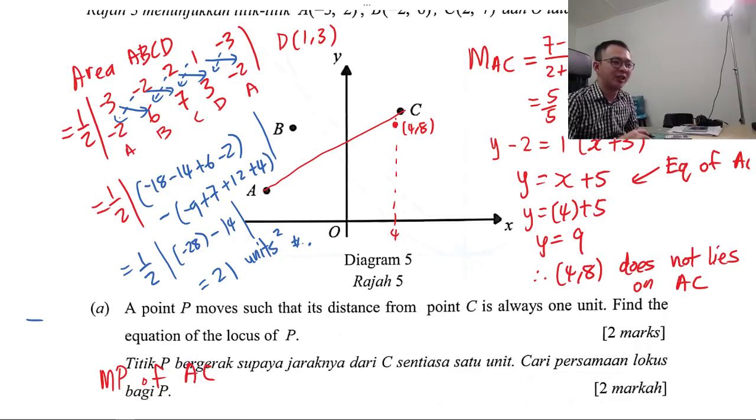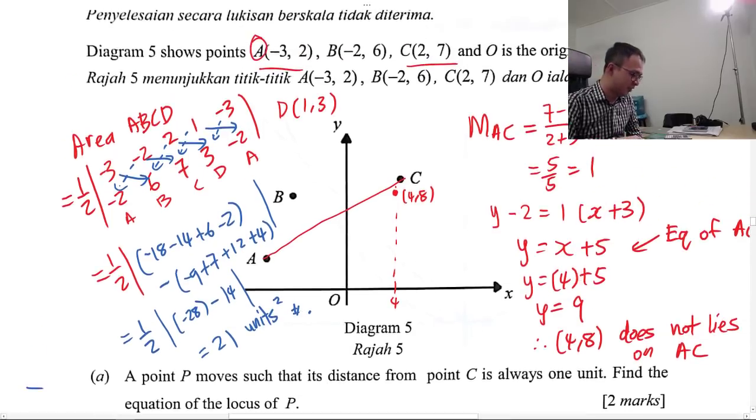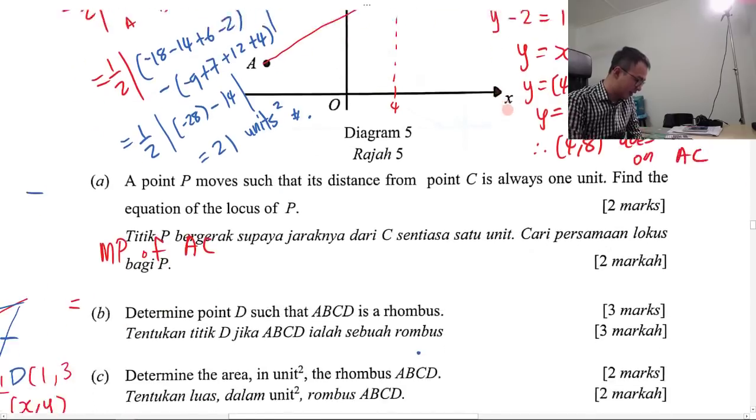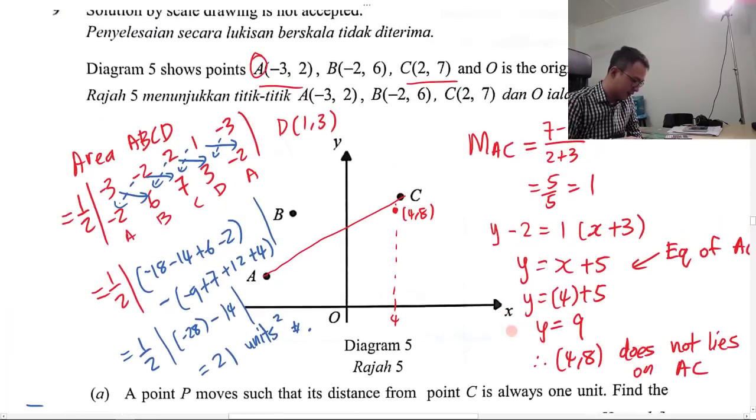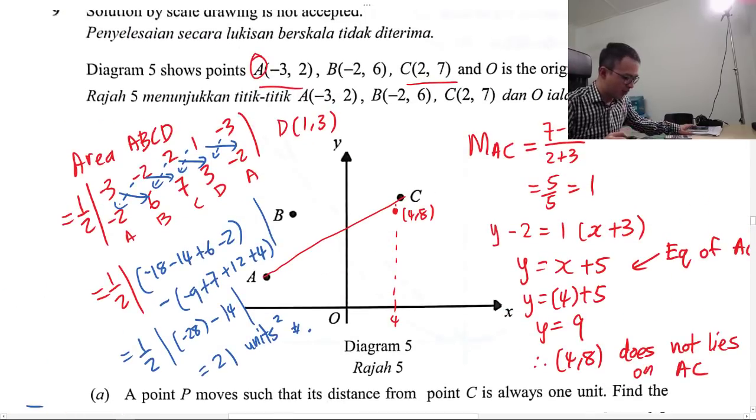So your coordinate is wrong. Did I put any coordinate wrong? Negative 3, negative 2, 2, 7, and they want A, B, C, D, isn't it? Is D not 1, 3 just now? D will be 4, 1, right? Should be 1, 3, right? I don't think my coordinate is wrong.